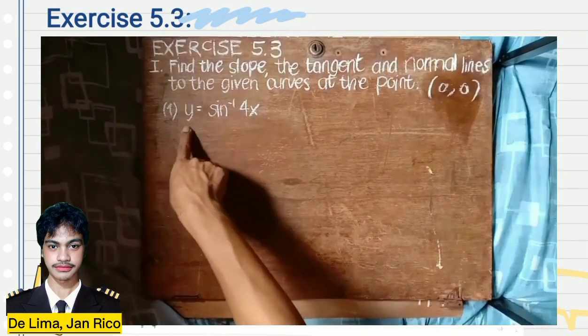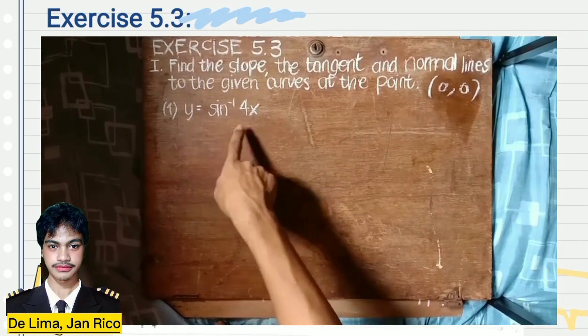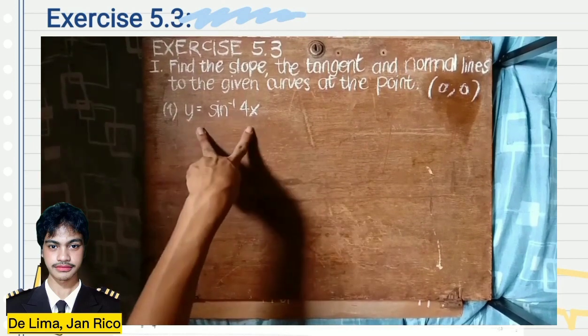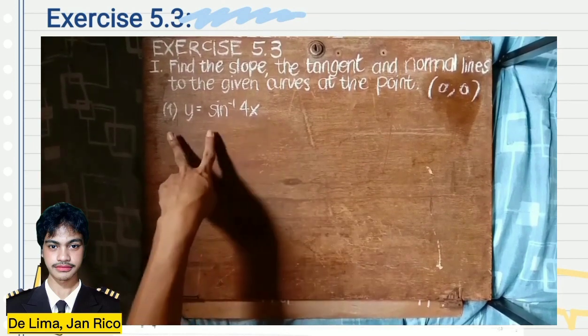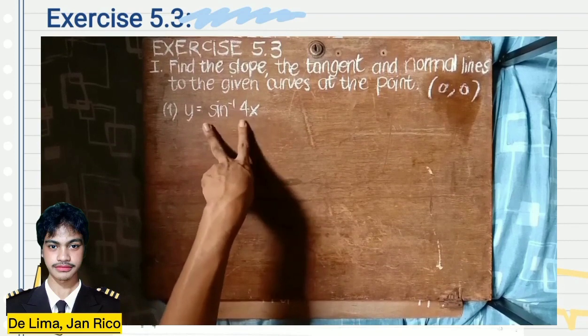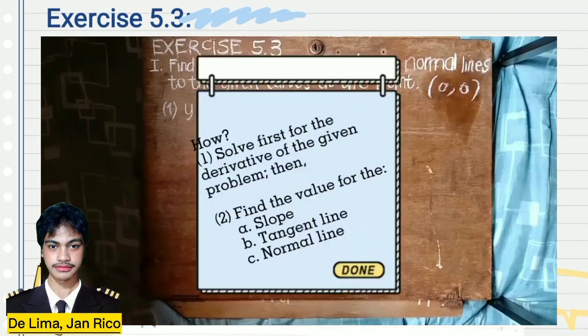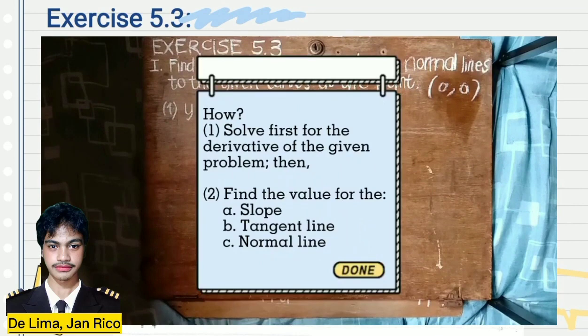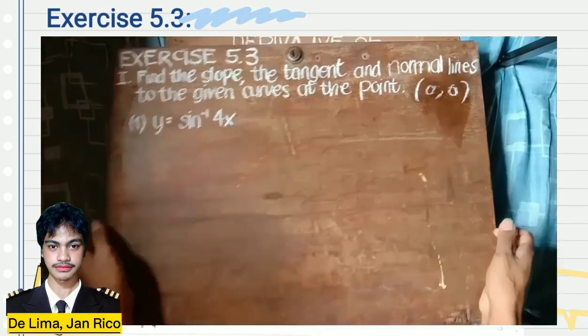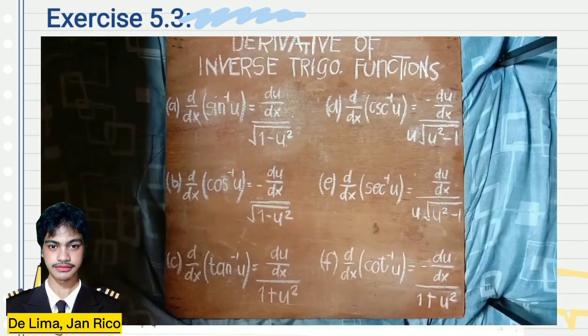Next, we have here the sample problem. Y is equal to arcsine of 4x. Kung titingnan natin itong given na problem, naka-form siya into inverse trigonometric function. So, paano natin ito sasagutin? Firstly, aalamin na muna natin kung ano yung different derivative of inverse trigonometric function formulas.